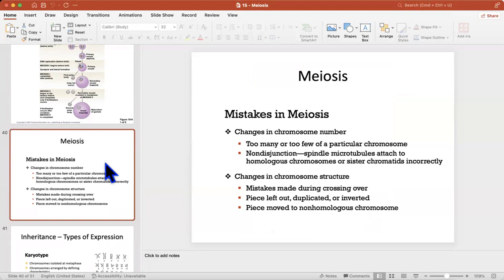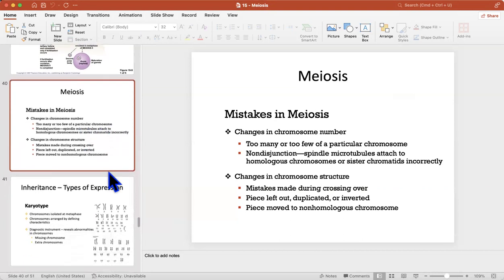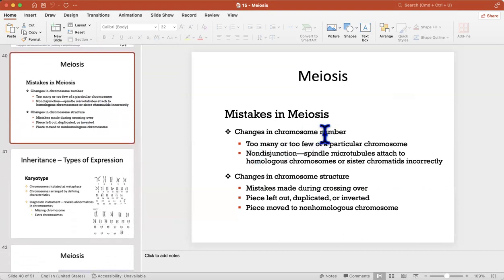And we know during meiosis, you have the random separation of chromosomes, and before that you have the crossing over. In theory, everything runs well, but the truth is mistakes can happen. So you try to increase the genetic diversity, but the price you pay is that sometimes mistakes can happen. So let's look at those mistakes in meiosis. They can happen in chromosome number. They can happen in chromosome structure.